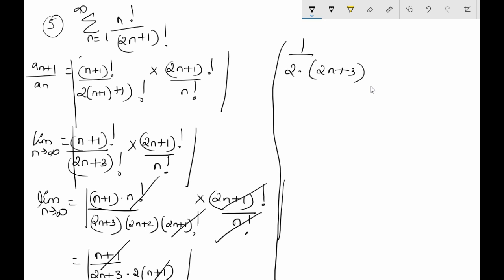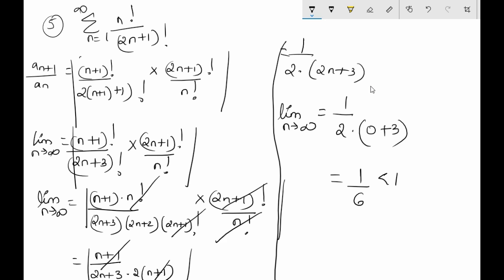So taking the limit as n tends to infinity, we'll be getting 1 by 2 into (0 plus 3), which will be equal to 1 by 6, which is less than 1. Hence by ratio test it will be convergent.